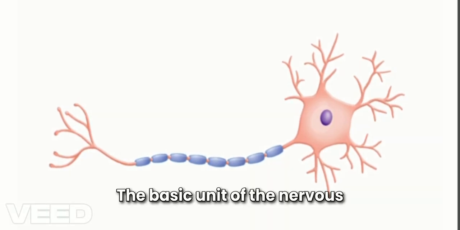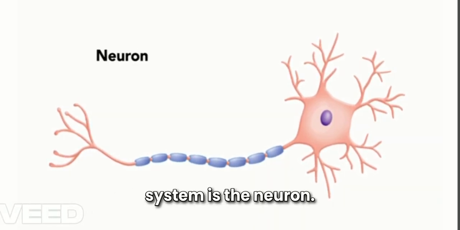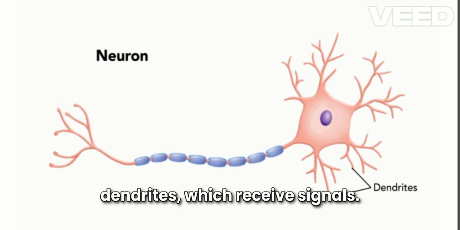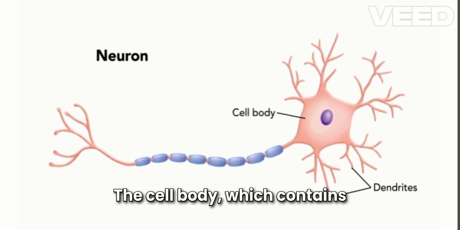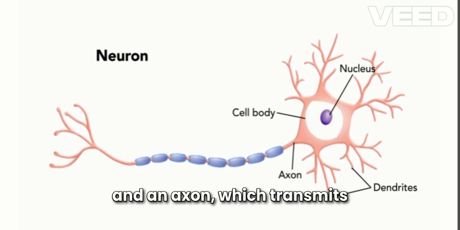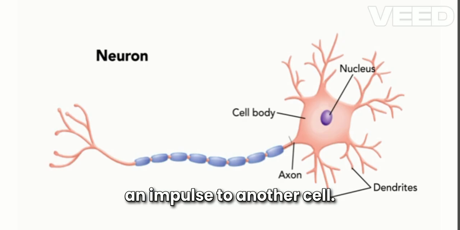The basic unit of the nervous system is the neuron. The parts of the neuron include dendrites, which receive signals, the cell body, which contains the nucleus and organelles, and an axon, which transmits an impulse to another cell.